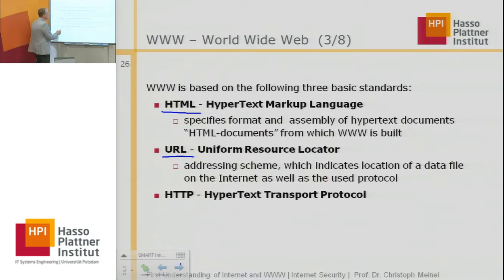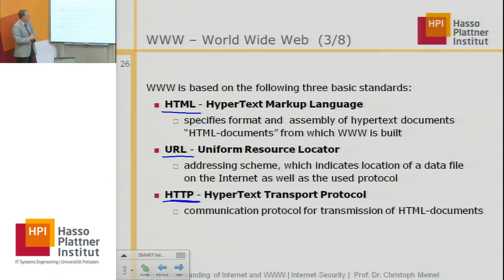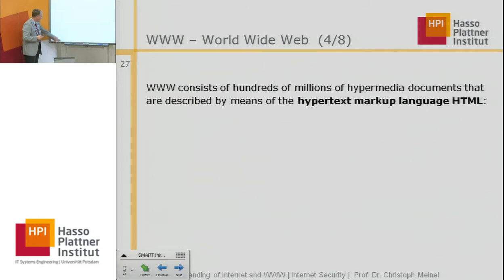And then the third basic standard and column of the World Wide Web is the HTTP protocol. We already mentioned it when we discussed the protocols of the internet application layer. The hypertext transfer protocol is a communication protocol for requesting and receiving the HTML documents.